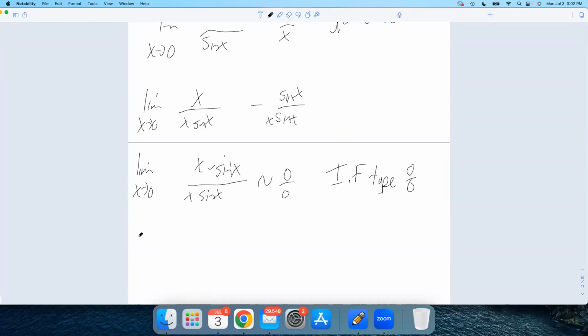Let's try using L'Hopital's. So that will equal the limit as x approaches 0, I keep writing infinity. Take the derivative of the top, 1 minus cosine of x. Take the derivative of the bottom. Now I've got to use product rule here. Derivative of the first times the second plus derivative of the second times the first.